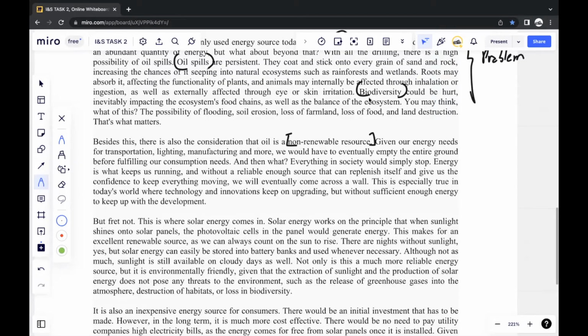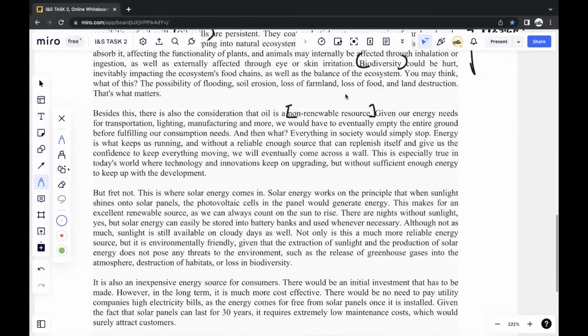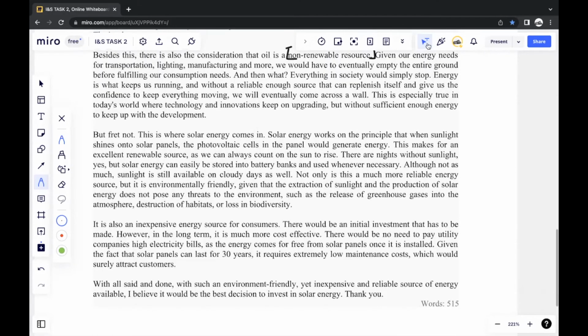So this is a very important point that you'll have to include, because they're basically nudging you in this area by only providing you renewable resources. So I generally just provided 2 main points with 2 paragraphs. And this is where I introduce my solution. So this is where solar energy comes in.